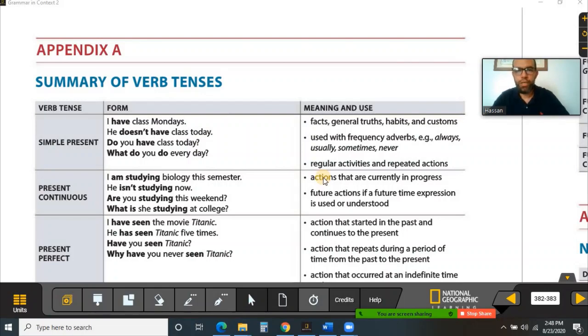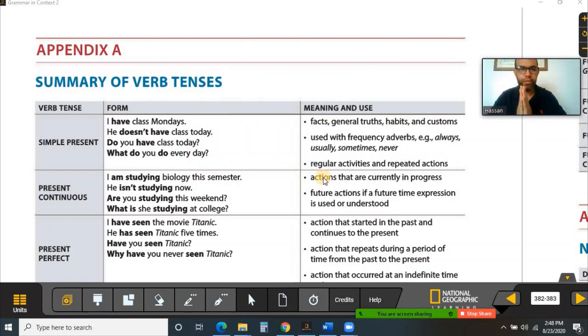The 4 verb tenses for the past are past simple, past progressive, past perfect, and past perfect progressive. The same thing for the present: present simple, present progressive, present perfect, and present perfect progressive. And the same for the future: future simple, future progressive, future perfect, and future perfect progressive.